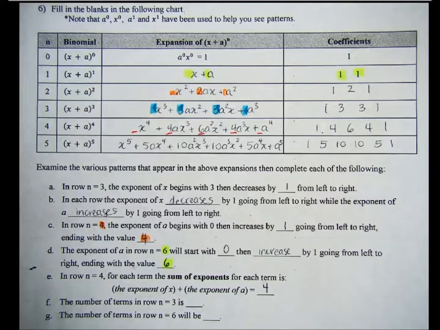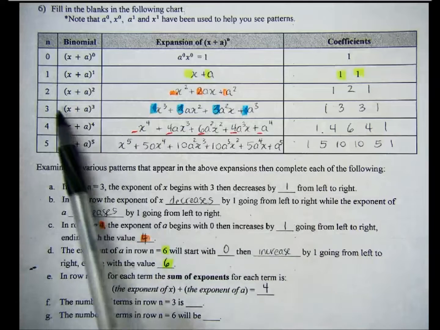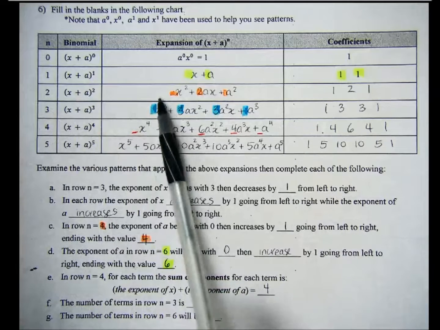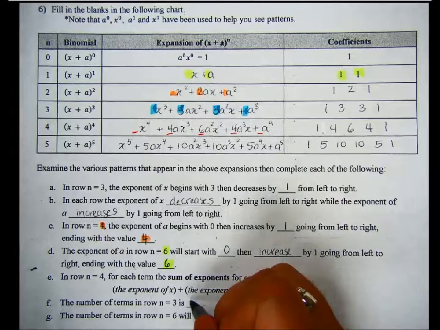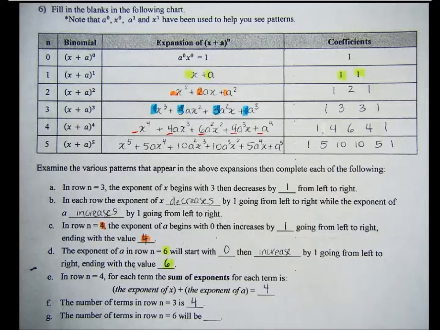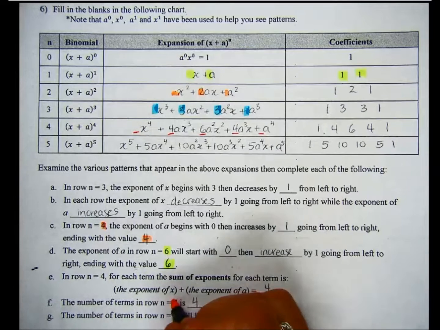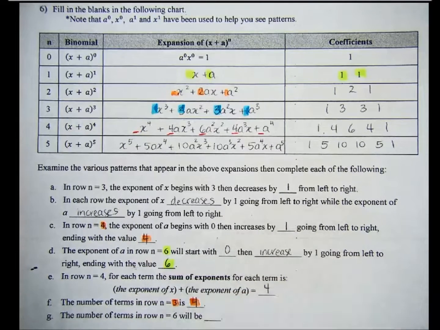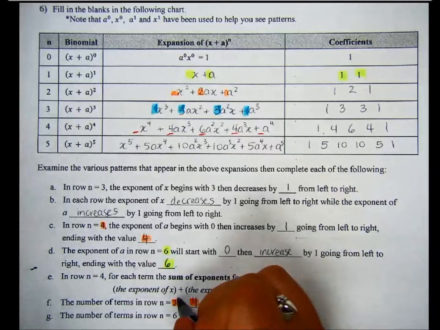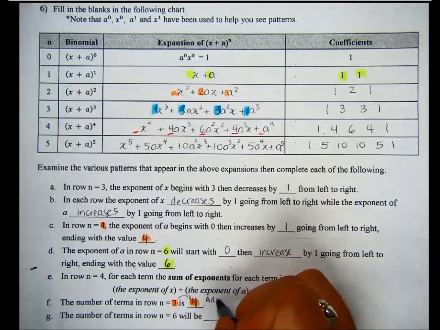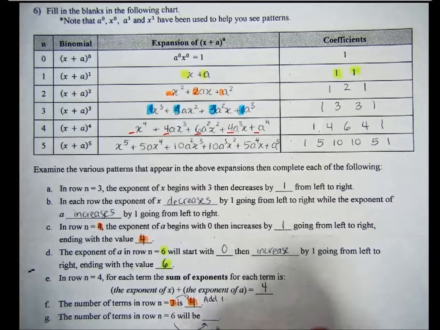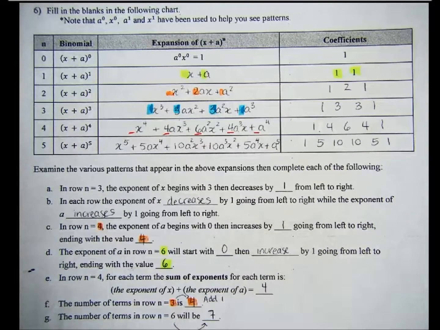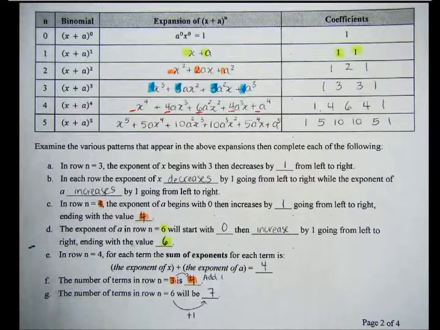All right, how about the number of terms? In row n equals 3, if you look, there's 4 terms in total. In row n equals 4, there are 5 terms. How do I get that going from 3 to 4? I feel like all I need to do is add 1. So then the number of terms in row n equals 6 would be 7. I could just add 1.